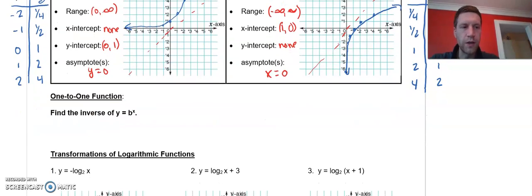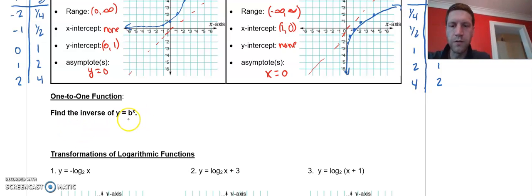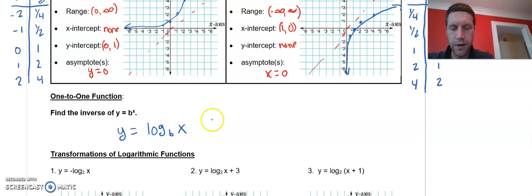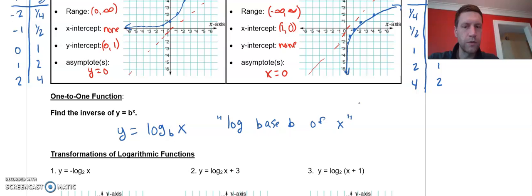So in general, if I use, instead of a known base, a variable, the inverse of y equals b to the x should always be y equals log base b of x. And if you want to write down how we're saying that, it's log base b of x. A lot of people aren't sure how to say it. That's how you can say it.